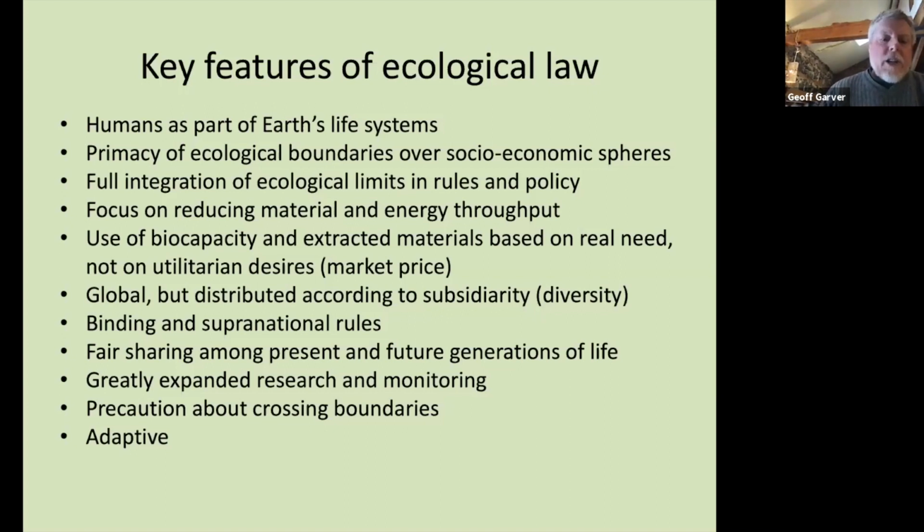Questions about the application at various levels of government, and issues of justice and fairness, are important. Ecological law has implications in terms of what kinds of research and monitoring we would need to do. It really calls for being cautious about various things, including crossing planetary boundaries. And ultimately, as a systems-based approach, it calls for adaptive approaches.